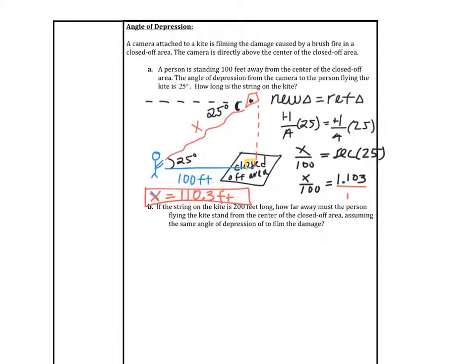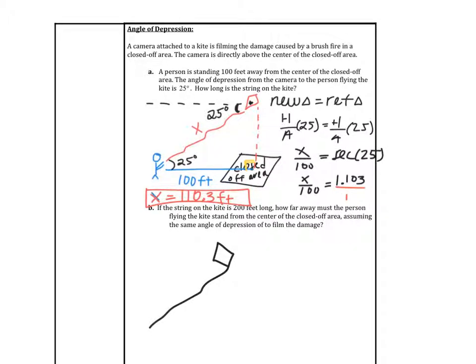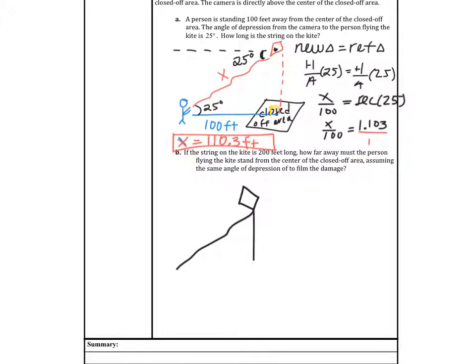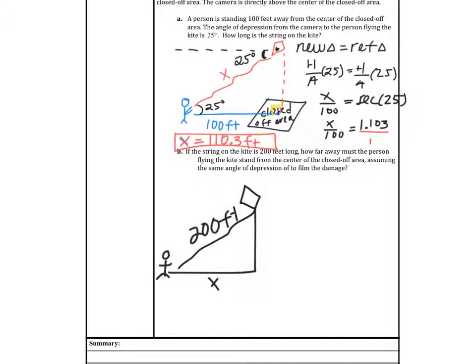The only difference between this and the next one is that on the next one, it's telling you that the string of the kite is 200 feet, and then I'm asking how far away must the person be. So you have the same kind of triangle. You got the kite, you got the string, the person right here, but we don't know how far that person is going to stand. We do know that the kite string is going to be 200, and that the angle of depression is the same.